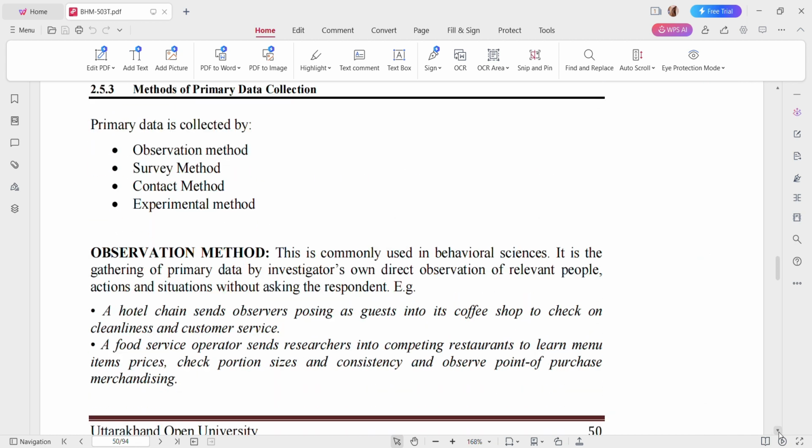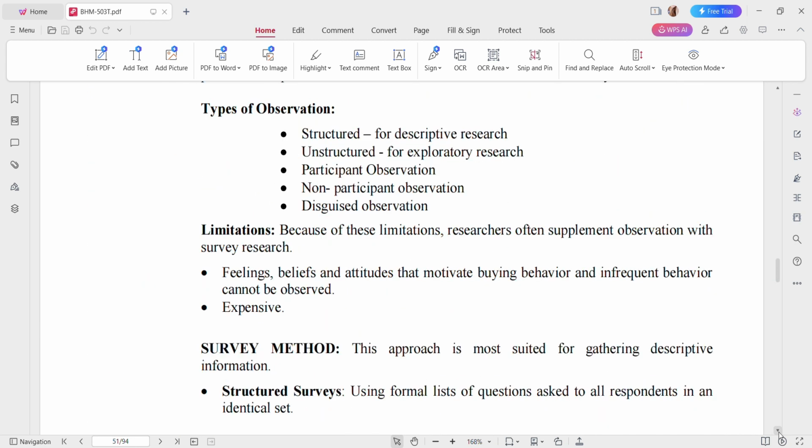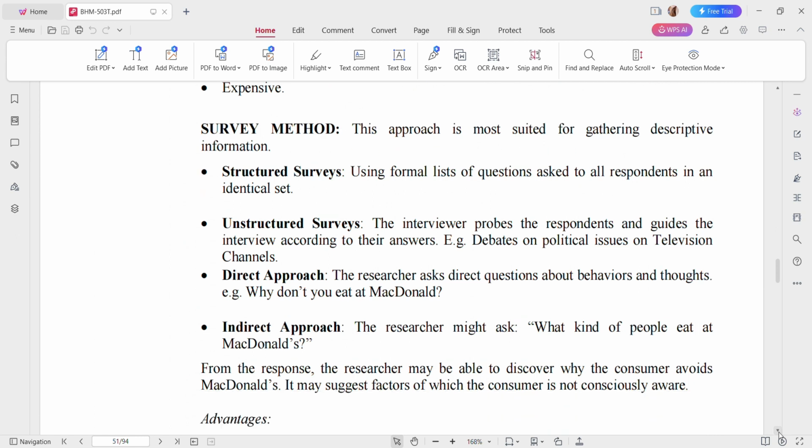Let's proceed. We have here the different survey methods. First, this approach is most suited for gathering descriptive information. It is a survey because it is descriptive. You have a list of questions that has to be answered. So we have here the structured survey. This is a formal list of questions asked to all respondents in an identical set. Meaning to say, even if you have a large number of population, you will be using the same list of questions that they have to answer.